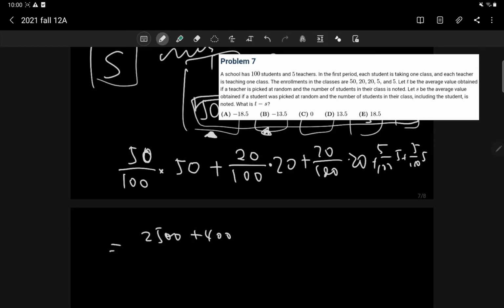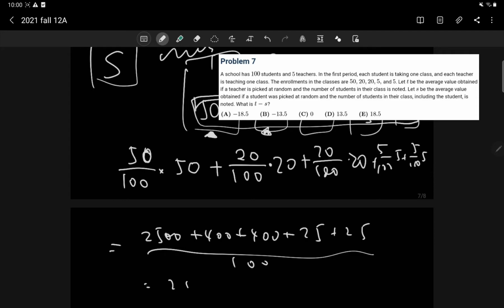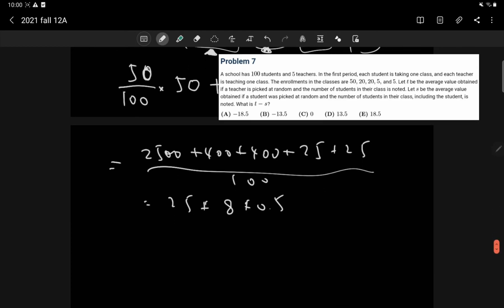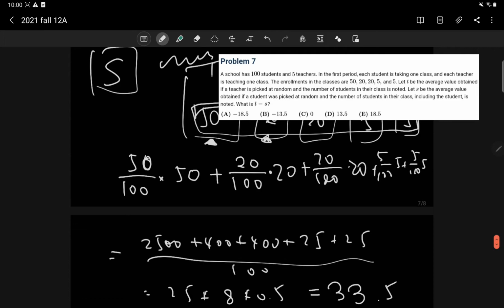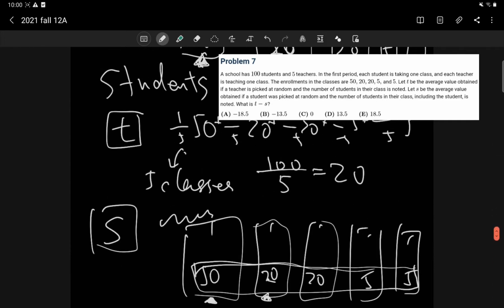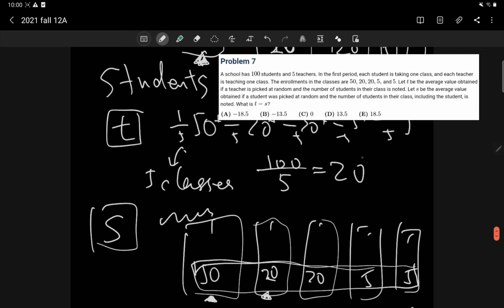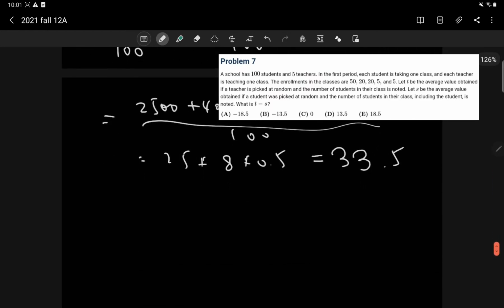So this should be equal to 2,500 plus 400 plus 400 plus 25 plus 25, over 100, which is 25 plus 8 plus 0.5. It is equal to 33.5. So if you take 33.5 minus 20, you get answer D.